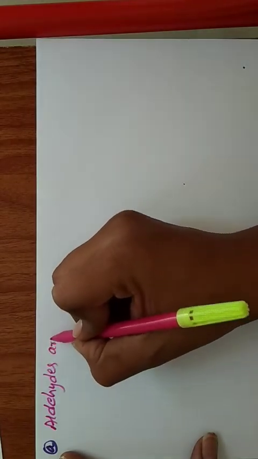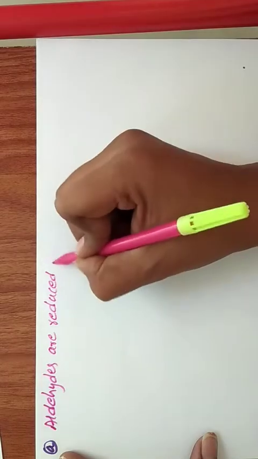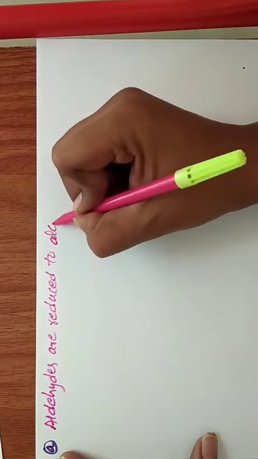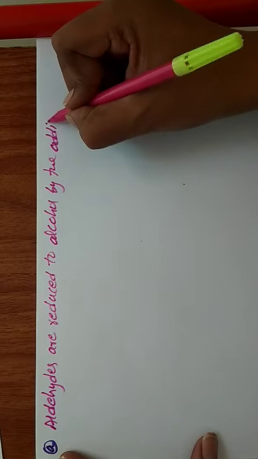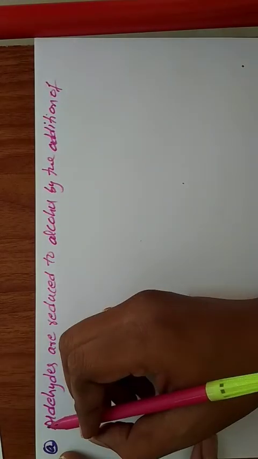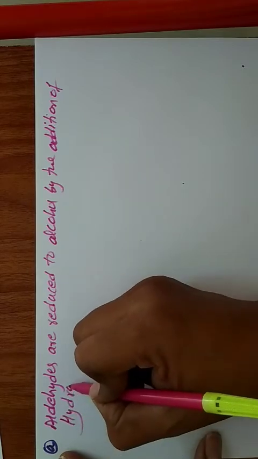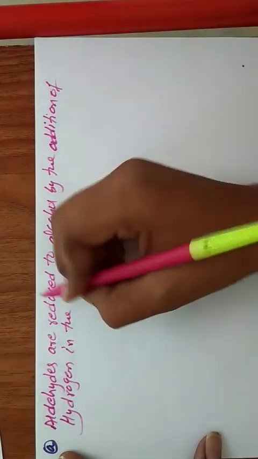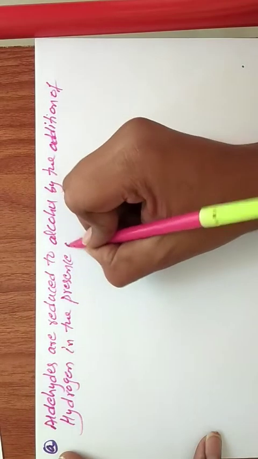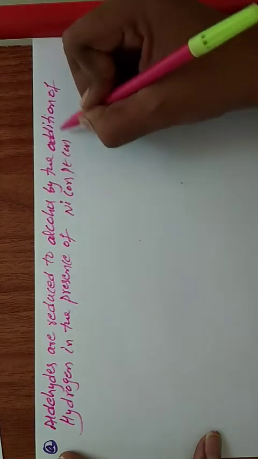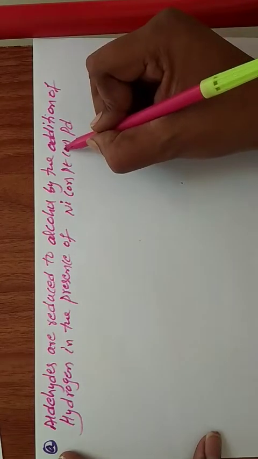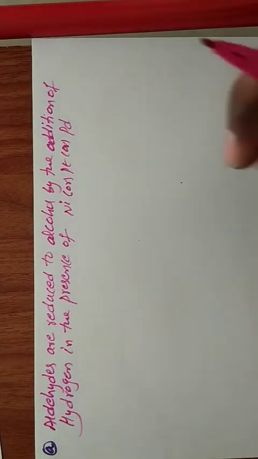First we will write the statement. Aldehydes are reduced to alcohol by the addition of hydrogen in the presence of nickel or platinum or palladium. So this is the general statement.